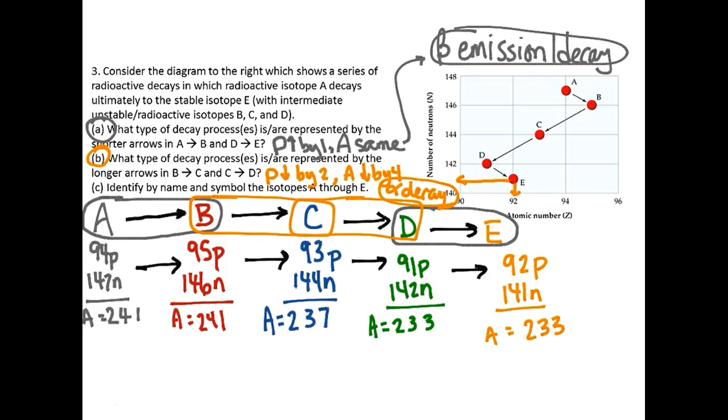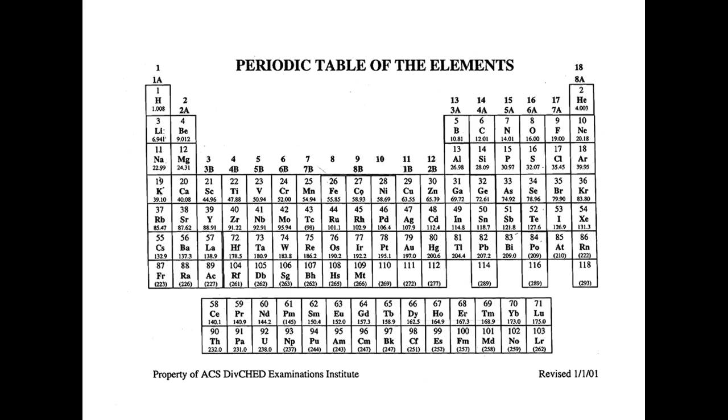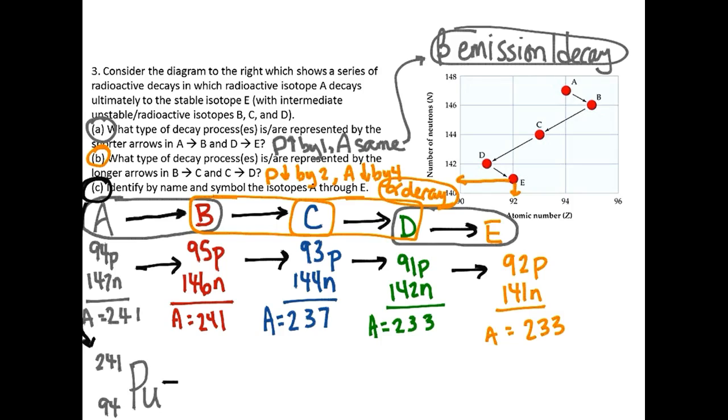Now, part C says identify by name and symbol the isotopes A through E. So we're going to write down the symbols. For A, we have 94 protons, and mass number is 241. Now I'm going to tell you right now that the mistake you're going to make is you're going to write 147 neutrons, right? Because that's what's on the graph. So it's a very common mistake. You accidentally write 147, but remember that what's in the upper left-hand corner is the total number of nuclides. It's the mass number. So you have to add those two together: 241. Element 94 we need to look up because I can't remember what it is. There it is, plutonium, Pu.